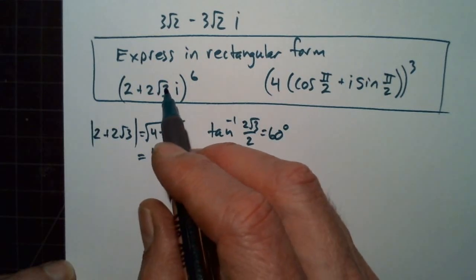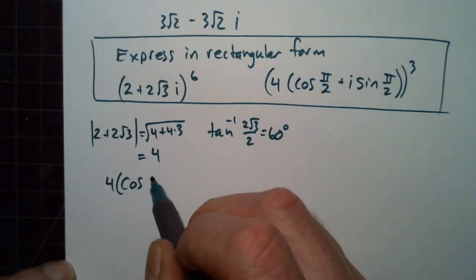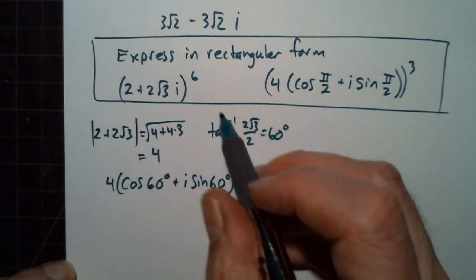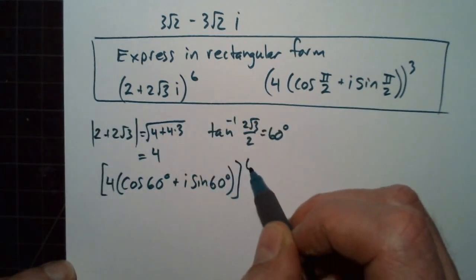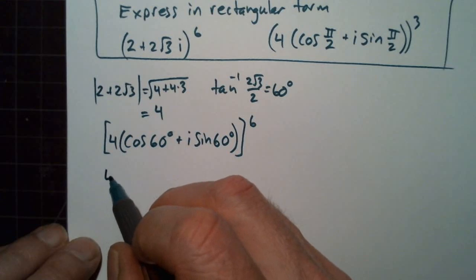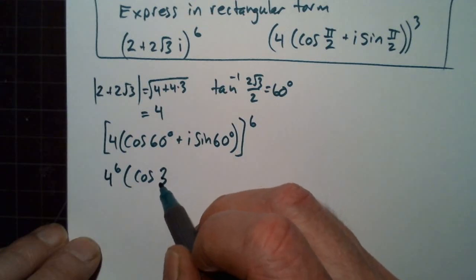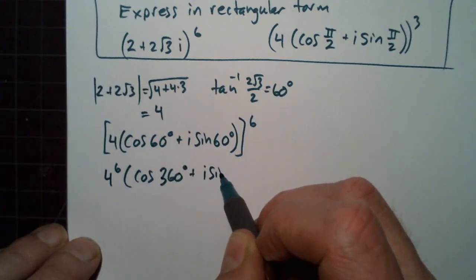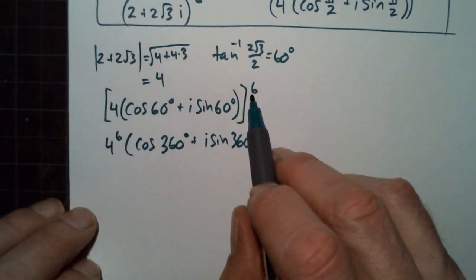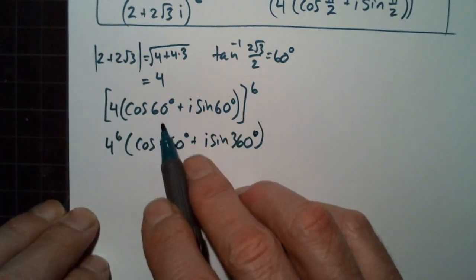So now we have this is the same as 4 cosine 60 plus i sine 60 degrees, and then we want to raise it to the 6th power. Now we use de Moivre's formula. 4 to the 6th cosine 6 times 60 is 360. So we have this as an exponent of 4, and then we multiply 60 times 6, and we get 360.